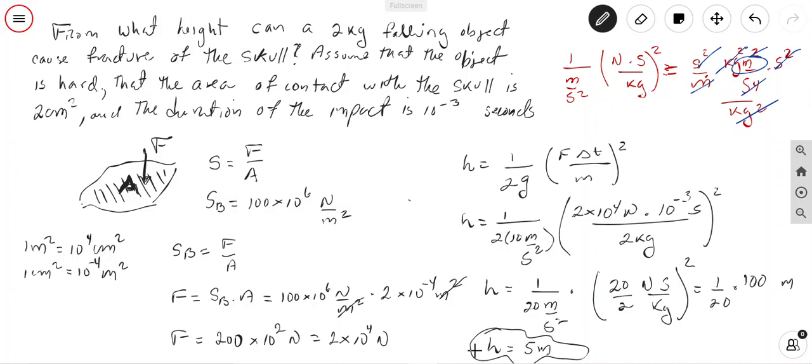So now we found the height. We know that if an object of 2 kilograms falls and hits your head, it's going to fracture the skull. Why? Because if the height is 5 meters, the impact force is going to be enough, and the stress is going to be enough, to break or fracture the bone. So basically, this is the solution of this problem. This is the calculation that we have to do to find the height from which a falling object of 2 kilograms can cause a fracture of the skull.